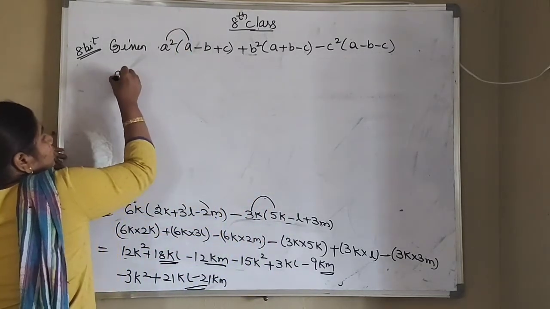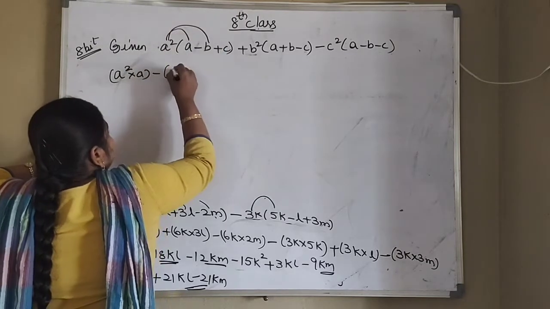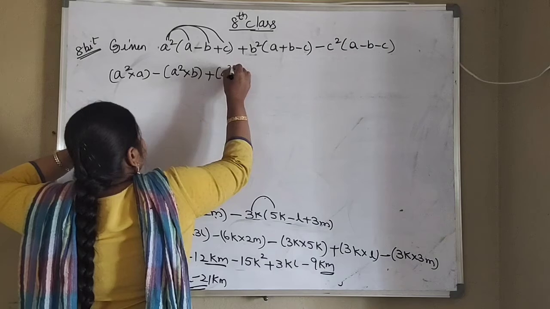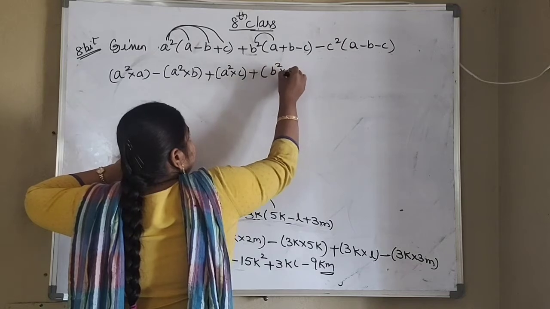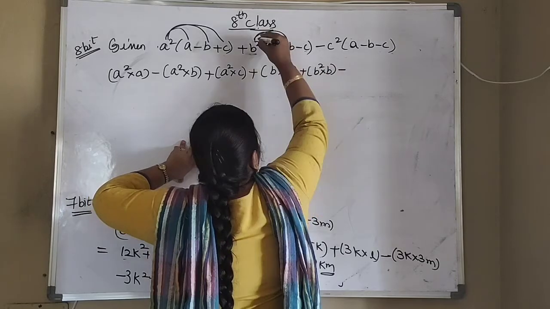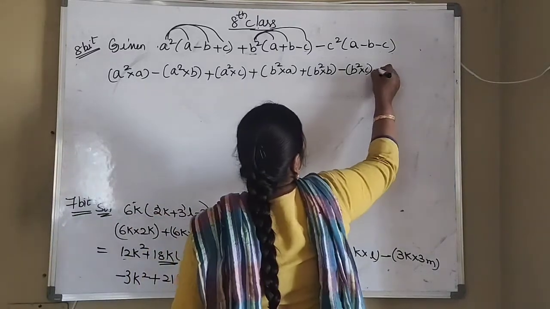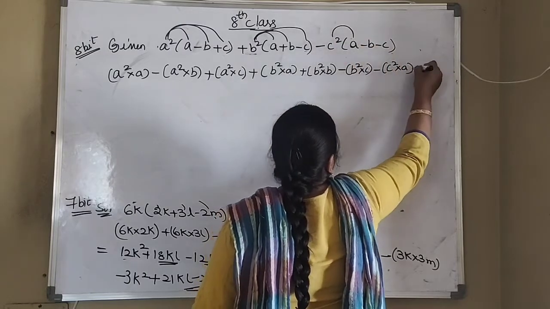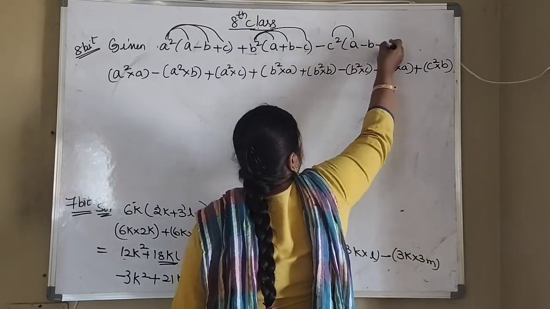a square into a. Here minus is there, so minus, again a square into b. Here plus is there, so plus, again a square into c. Now this term, plus b square into a, plus again b square into b, minus again b square with c. Now the last term, minus c square into a, minus into minus will be plus, again c square into b, minus into minus is plus, so c square into c.